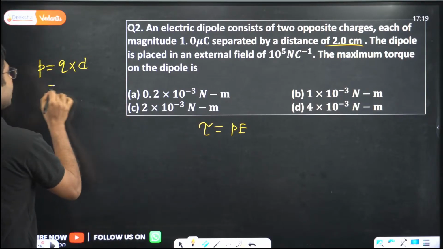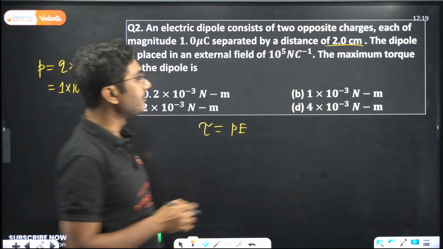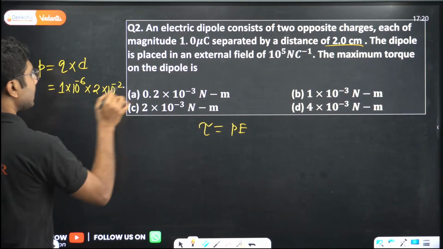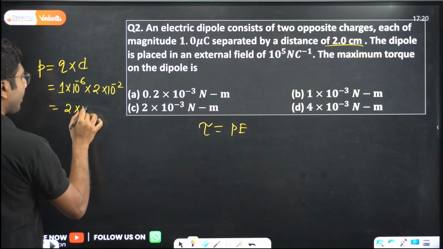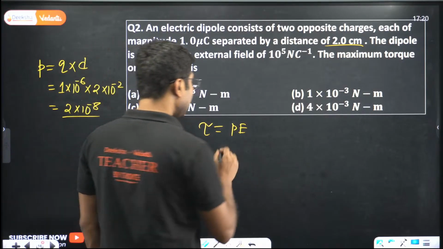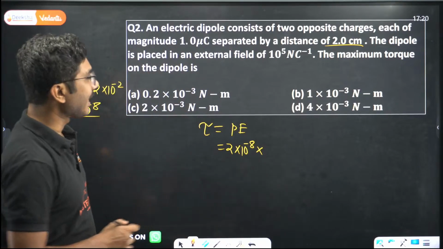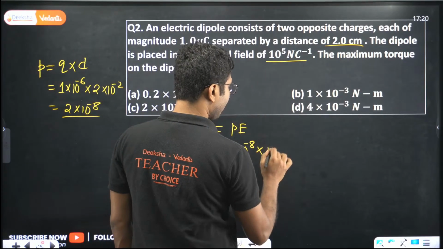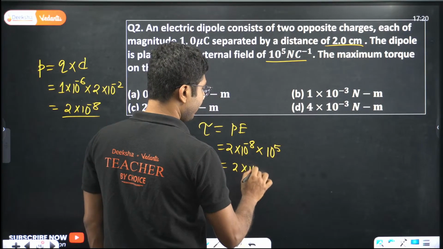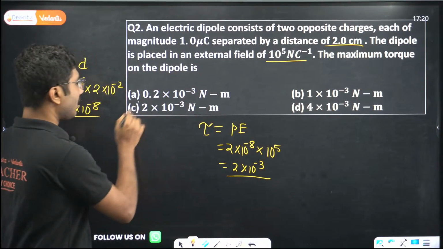So what is the charge? Charge is 1 microcoulomb. Micro means 10 to the power of minus 6. Distance between them is given here as 2 centimeters. So as I mentioned, 2 centimeter, always convert it into meters. So you get 2 into 10 to the power of minus 8 as the dipole moment. So 2 into 10 to the power of minus 8, and electric field here is given as 10 to the power of 5 Newton per coulomb. Right? Now multiply, you will get 2 into 10 to the power of minus 3. So this is the torque. Maximum torque is 2 into 10 to the power of minus 3.